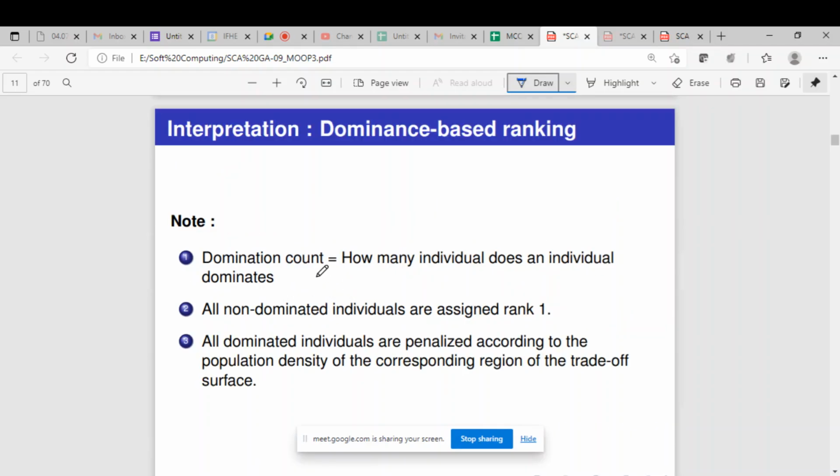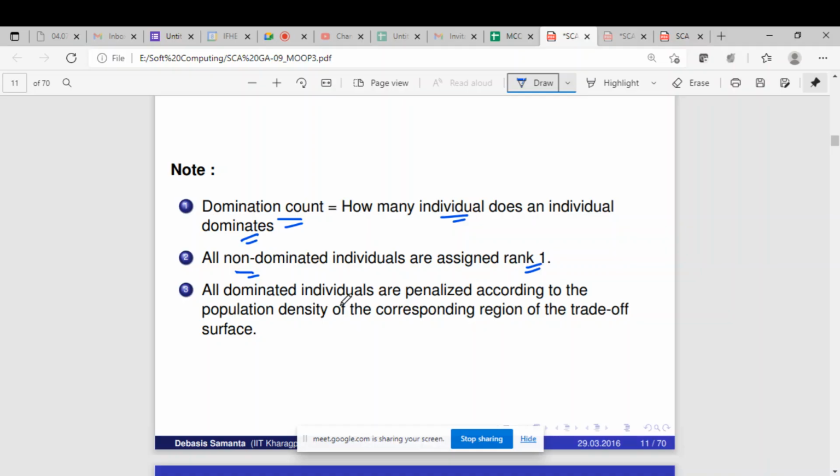So dominance count. How do we calculate the dominance count? In the sense, how many individuals does an individual dominate, right? That is what is called the dominance count. All non-dominated individuals, the individuals who are not dominated by anybody, will be assigned rank 1. All dominated individuals are penalized according to the population density of the region of the trade-off surface.